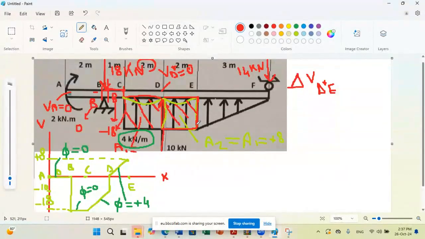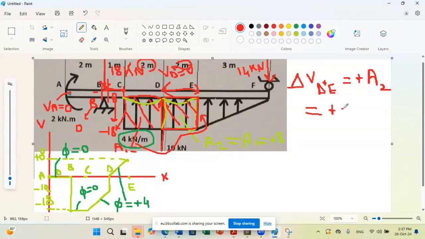How do you calculate the area of this rectangle? It's the height. The height is 4 kilonewton per meter. And what is the width? It's the distance from D to E, which is 2 meters. Okay, so delta V is plus, why plus? Because the distributed load is upward. So plus area 2 equals plus 8.